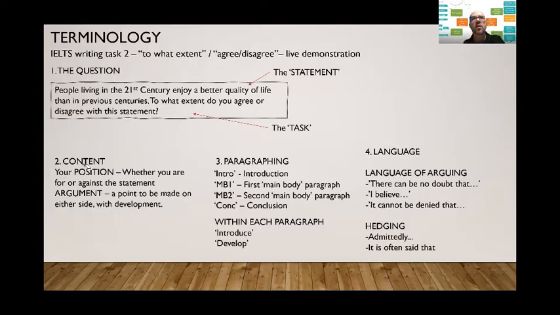And that's really useful to signal to the examiner when you are, particularly if you're writing a two-sided essay, talking about the other side or when you're talking about your own side. If I say, "It is often said that ABC," I'm signaling to the examiner that this is not necessarily my opinion. I am putting it in here to frame my own position.